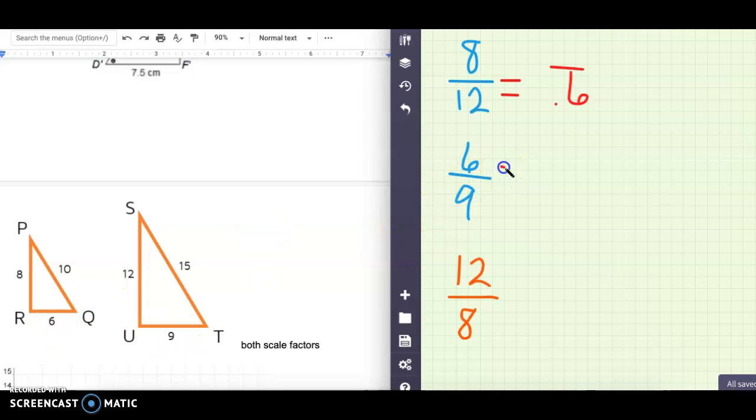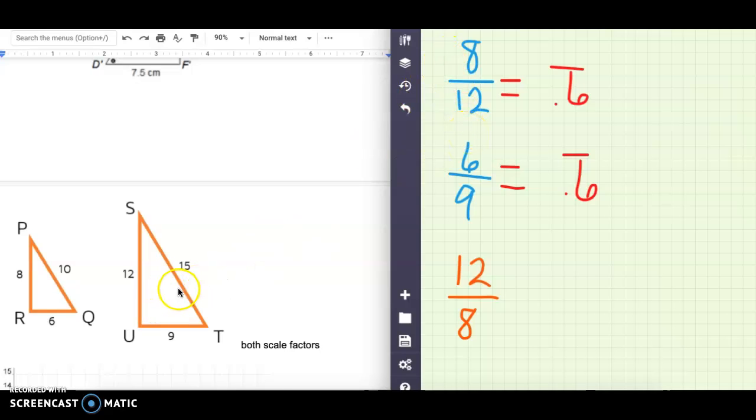You can put 6 over 9 in your calculator. 6 divided by 9 equals, and you're going to get 0.6 repeating. So the 0.6 repeating is your scale factor if you're going from the small to the big, because we put the small over the big.